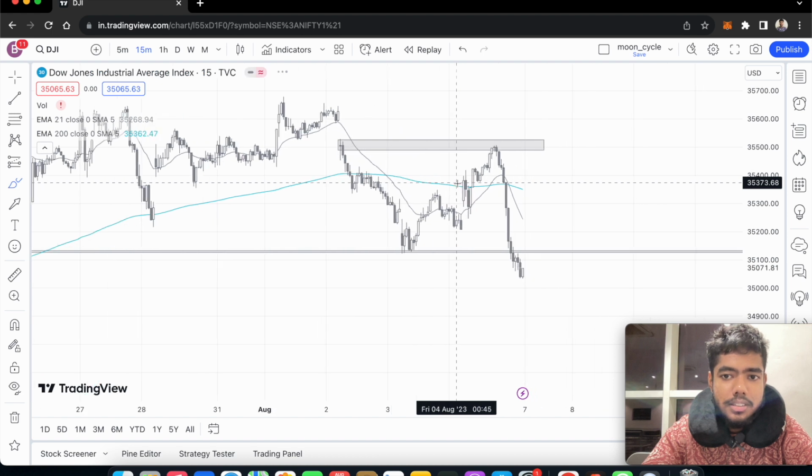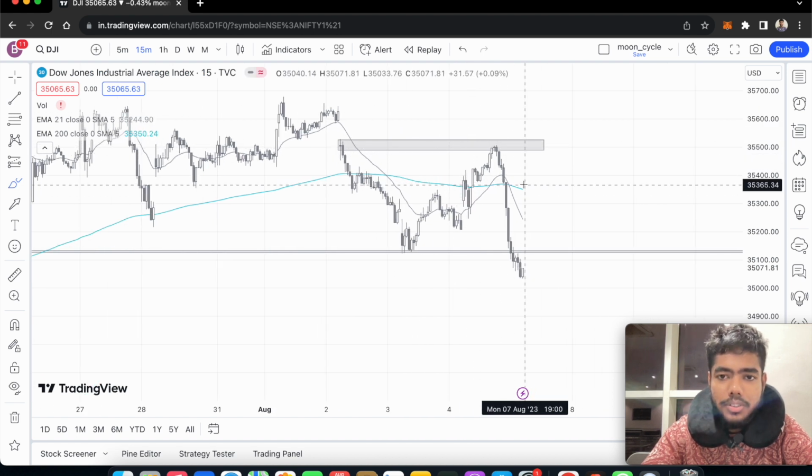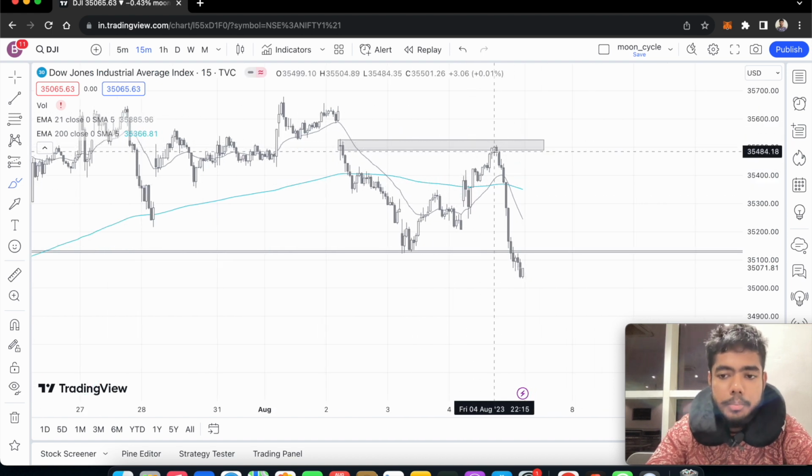You can see this, it was a very strong round of selling from the highs, and the VIX also went up by 7%, right? So thanks to that, I expect some kind of a bearish movement in the Indian markets as well on Monday, right? The scenario could be different.